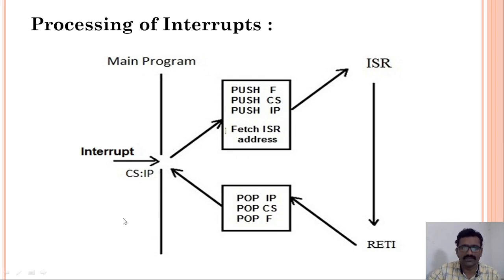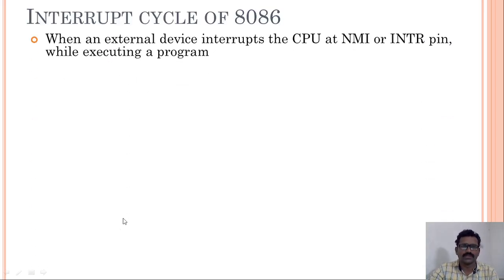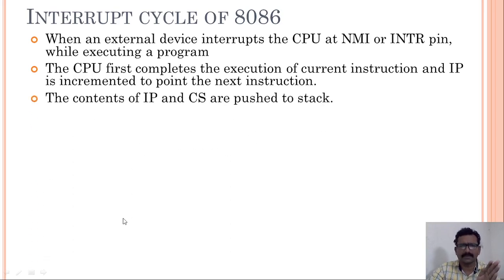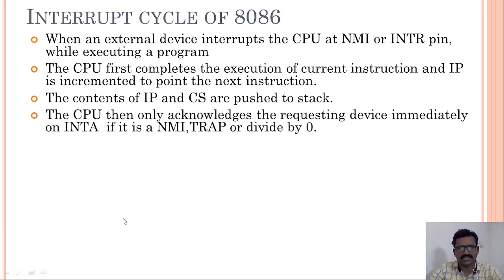That is the processing of interrupts in 8086. We call this the interrupt cycle of 8086. When an external device interrupts the CPU at the NMI or INTR pin while executing a program, the CPU first completes the execution of the current instruction, and IP is incremented to point to the next instruction. IP, the instruction pointer register, always points to the address of the next instruction to be fetched.